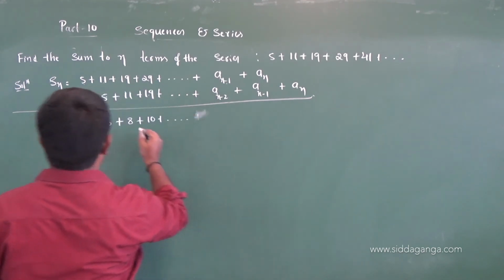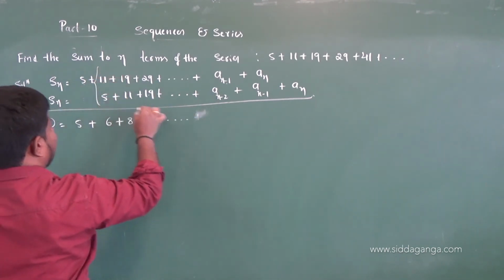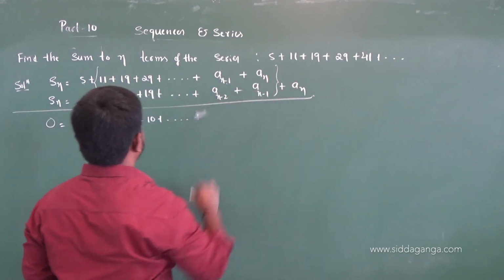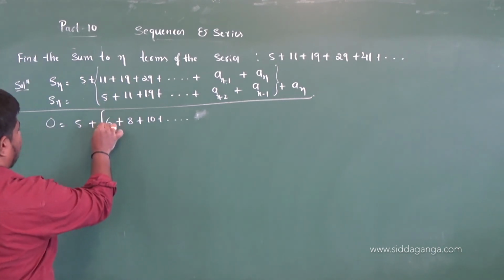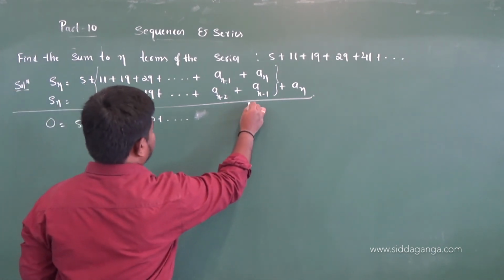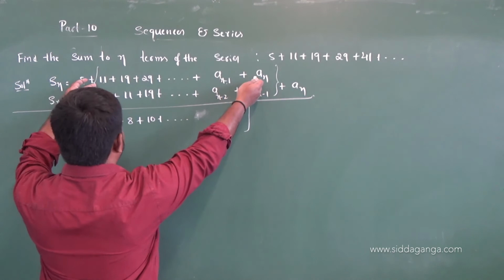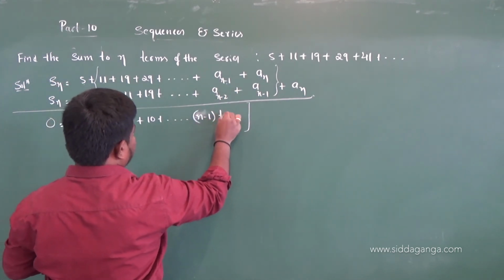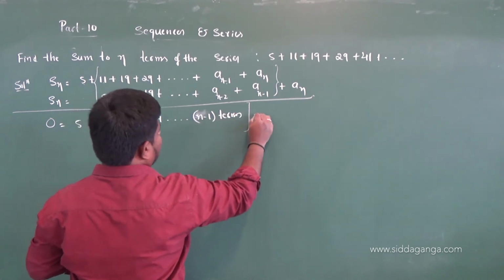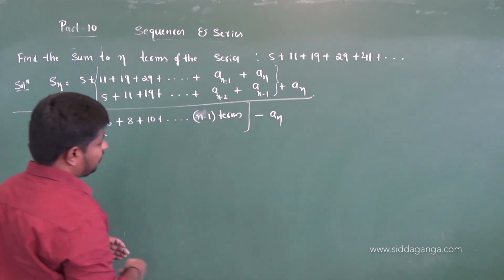So now, I'm finding the difference of these two numbers, right? Then how many terms do we have here in between this? So n minus 1 terms. N minus 1 terms. And the last is minus An.